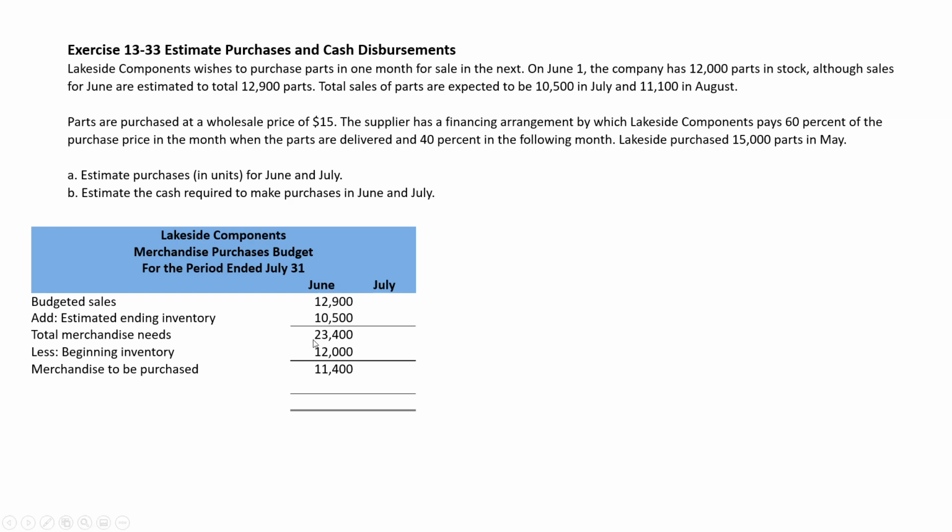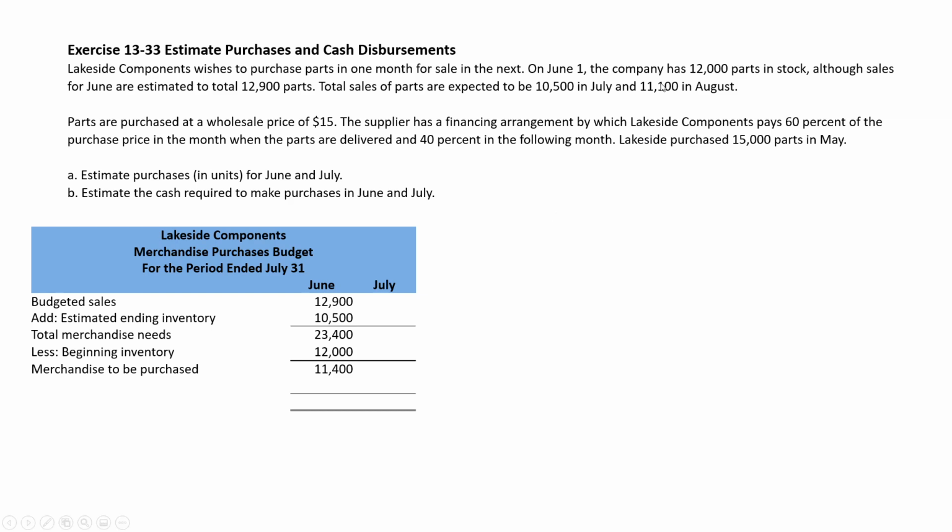So total merchandise needs are 23,400. Yes, that's a lot of inventory. But keep in mind, you also already have a buffer of inventory. In fact, you have 12,000 parts already in stock. Subtract that from your total needs, and you only need to purchase 11,400 parts. Now, I did it somewhat the long route, similar to what we did for production and also direct materials, just following the process: sales, add in ending inventory, and subtract out beginning inventory.